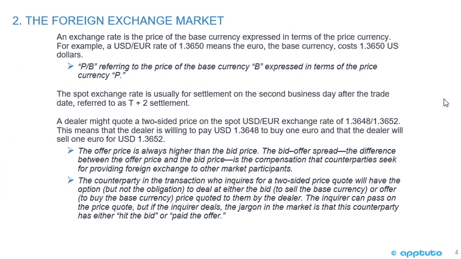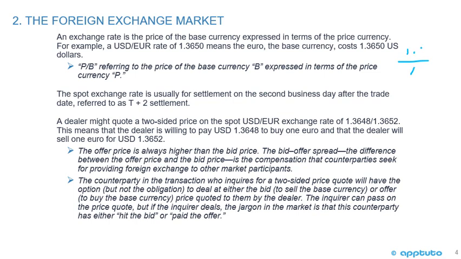We'll start by looking at what an exchange rate is. An exchange rate is the price of the base currency expressed in terms of the price currency. For example, a US dollar over euro rate of 1.3650 means the euro, the base currency, costs 1.3650 US dollars. So P/B refers to the price of the base currency, B, expressed in terms of the price currency. Okay?